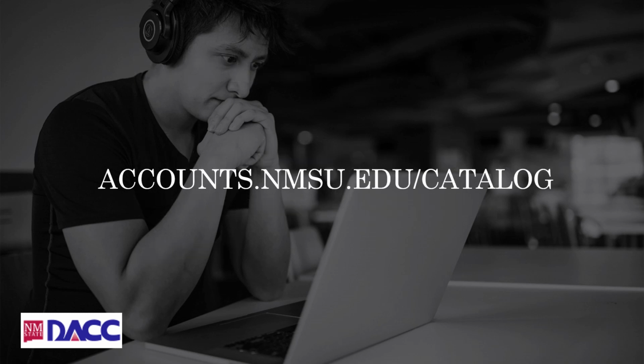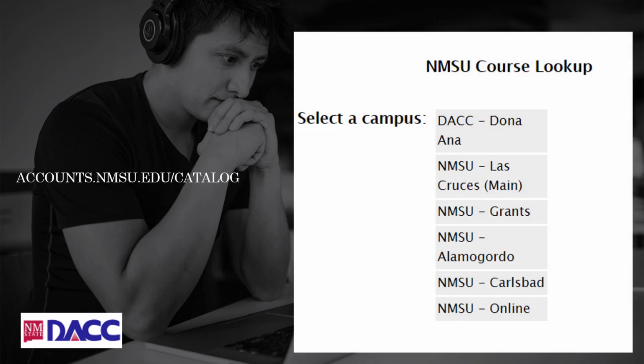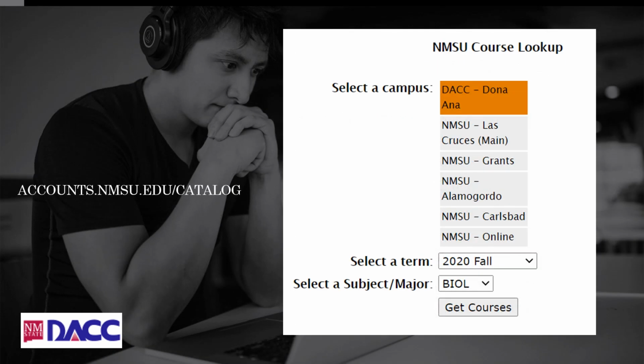In order to see the class schedule for this fall, go to accounts.nmsu.edu/catalog. Once you access the class schedule, select a campus. After you select a campus, you will see the term 2020 Fall. You can then search for the class you want under Select a Subject/Major. For the purposes of this video, I am selecting Biology.